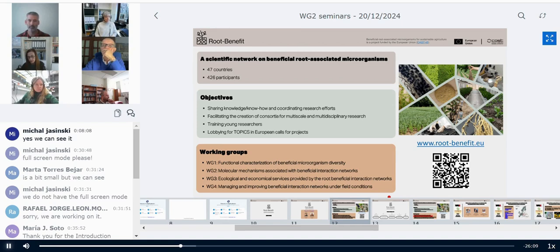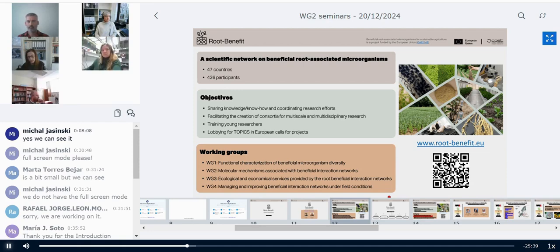Facilitate the creation of different consortia for multi-scale and multidisciplinary research. This is also important because there are many people in Europe working with microorganisms, but we are somehow disconnected, or, let's say, using different strategies or ways to approach this aim. So the idea is to connect people and connect expertise and knowledge for researchers working in Europe.